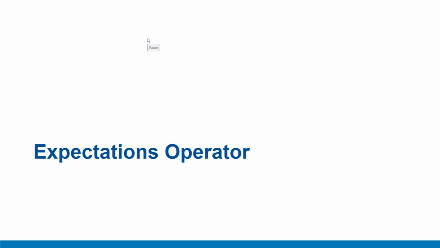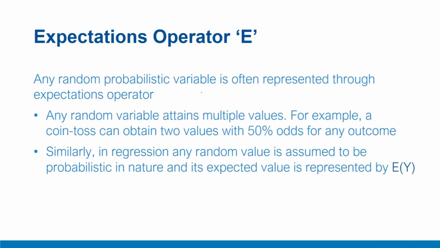In this video, we'll discuss the role of expectations operator in the context of a random probabilistic variable. Any random probabilistic variable is often represented through expectations operator. This random variable can be the error term or the dependent variable like y. Since these variables attain multiple values, for example, let's take a coin tossing game where there are two possible values, and if the coin is fair, then there is a 50% chance for either outcome, whether it is head or tail.